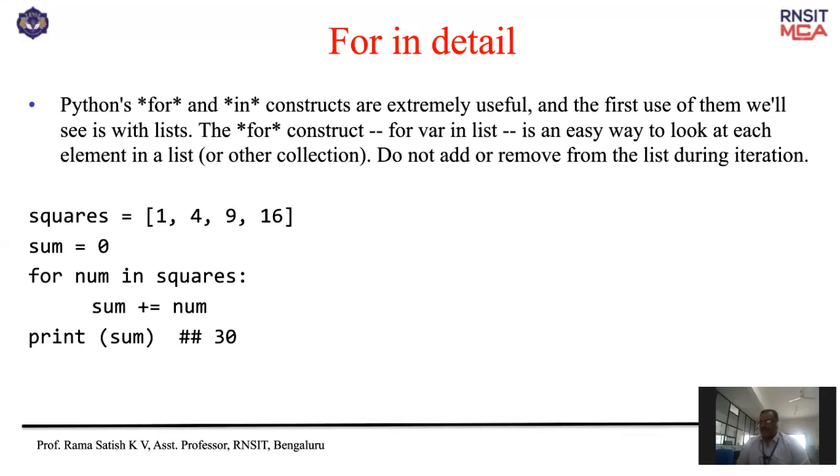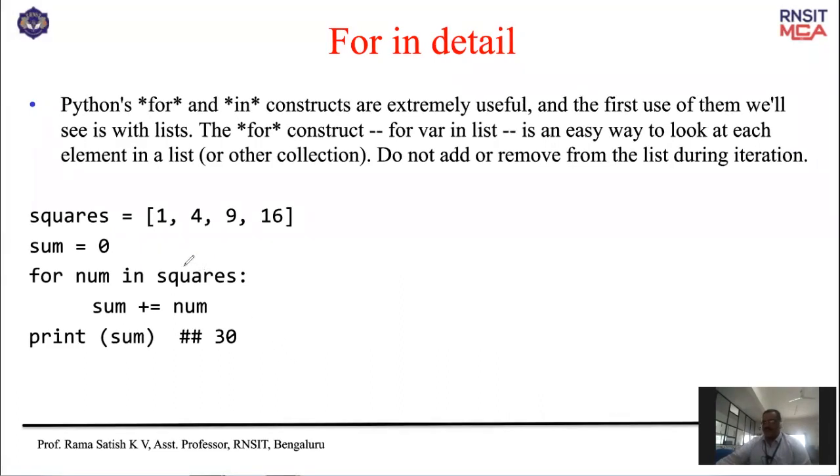In this particular example, it is giving first num is getting assignment of 1. Later, 4 is assigned in the second loop. 9 is assigned in the third loop. 16 is assigned in the fourth loop. So this assignment is done implicitly by Python during the looping. So this is what, and it creates a block.